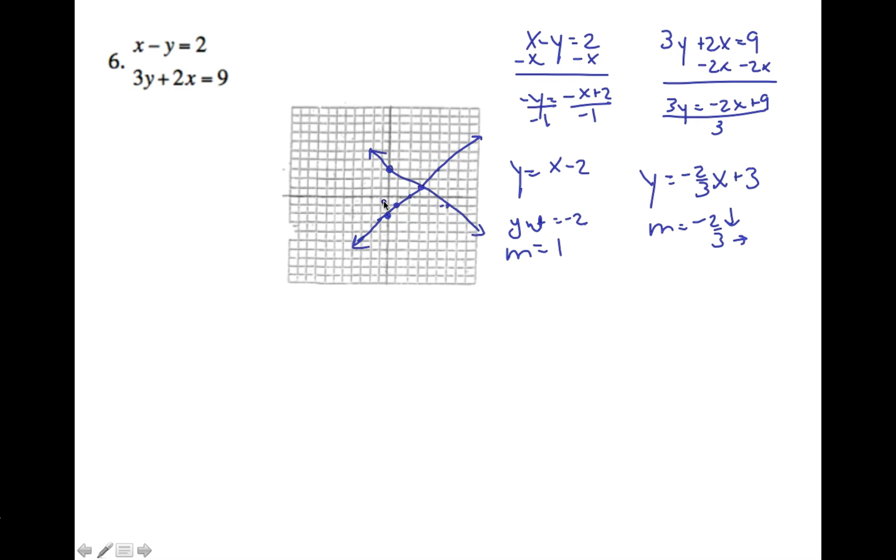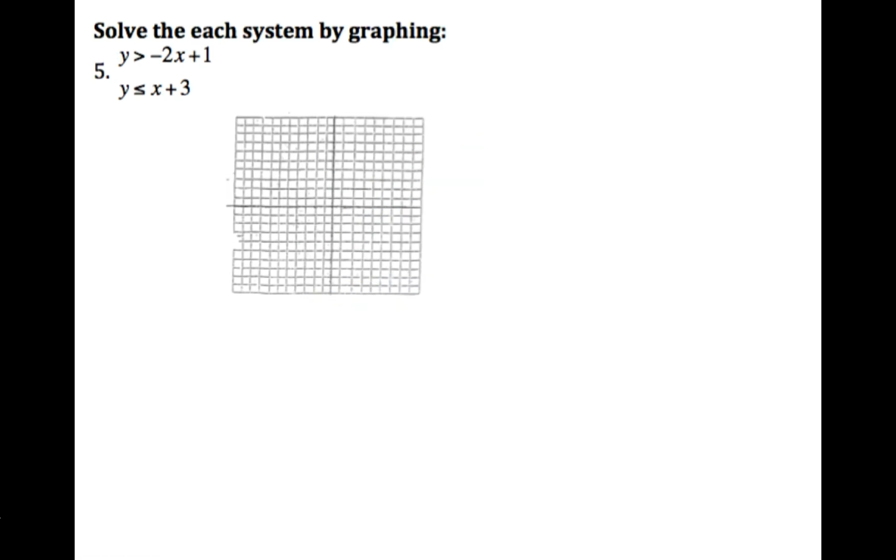So you've graphed it. Your solution is where they intersect. 3, 1. The biggest thing people forget is to actually write the solution, which in this case is 3, 1. So let's go back to number 5. The difference between number 5 and number 6 is number 5 has an inequality. Kind of the same way. So we're going to look at each one separately.